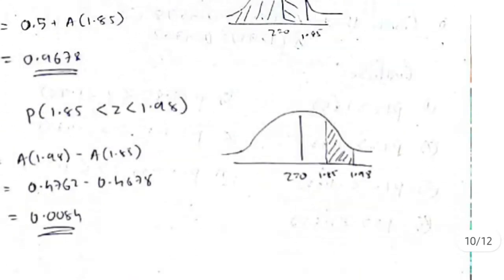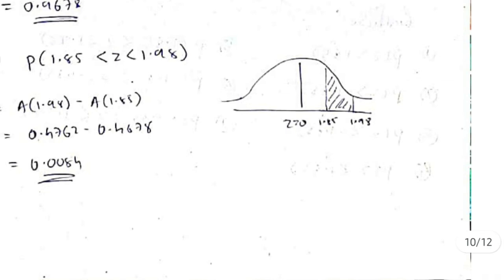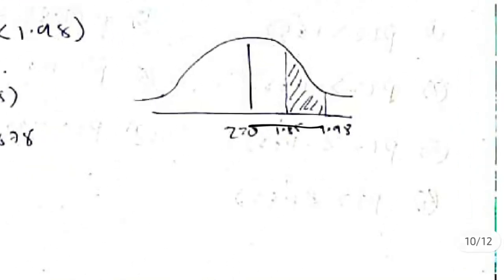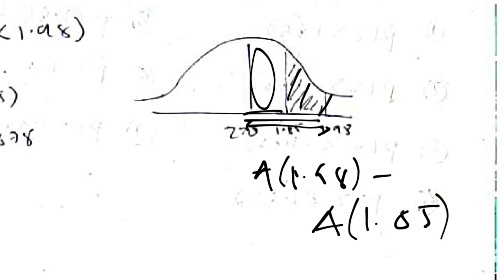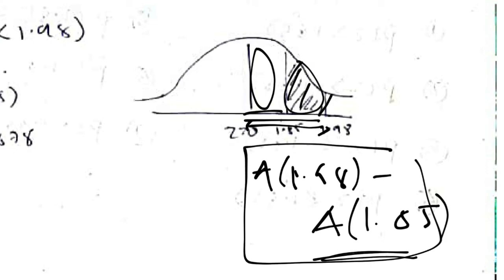And the fifth one is between two points, 1.85 and 1.98. Till this one it is A of 1.98, the area till 1.98. We need just this area, so we'll subtract the area from 0 to 1.85, which is given by A of 1.85. When you subtract this, we'll be remaining with this area.